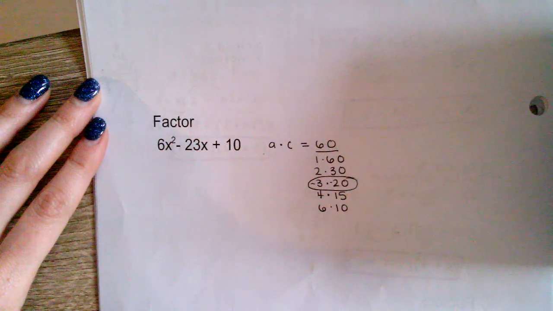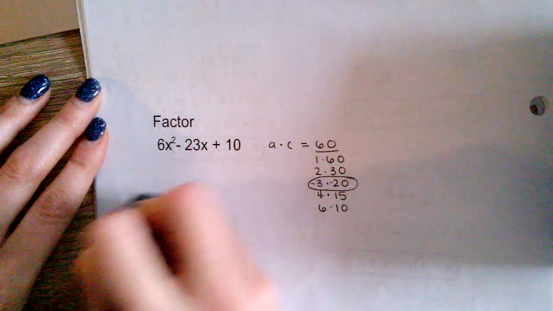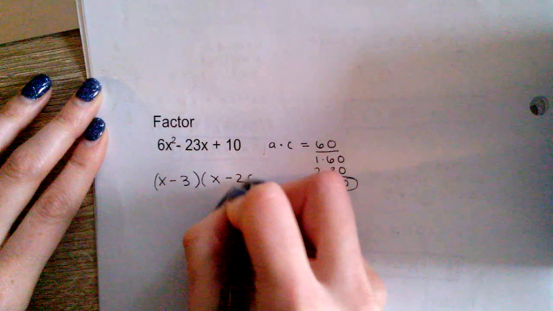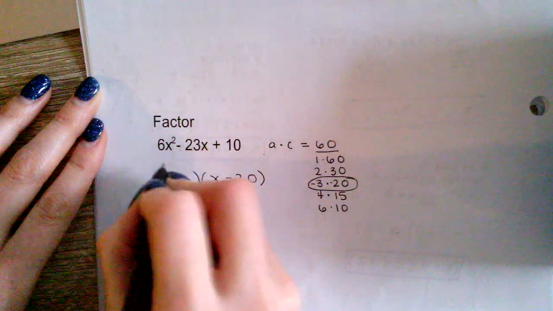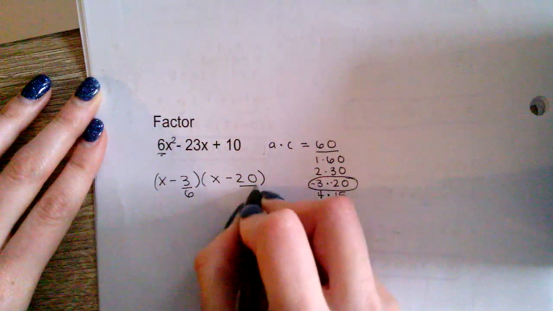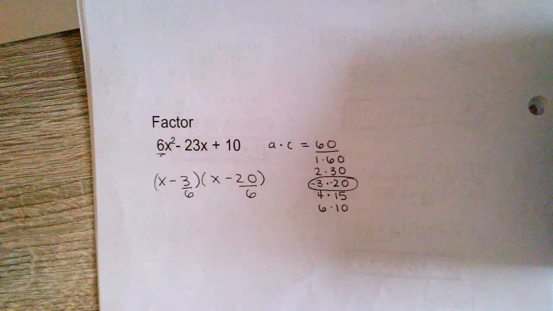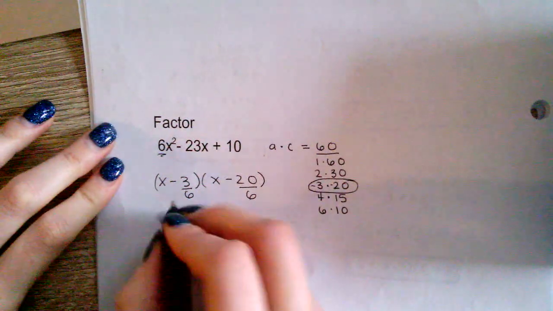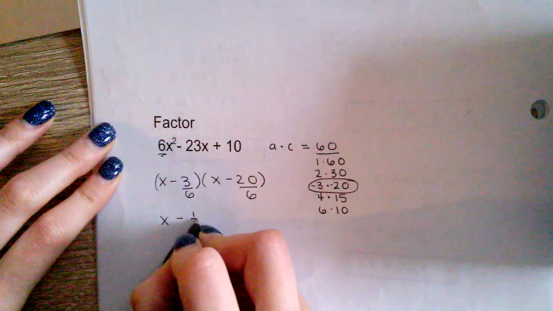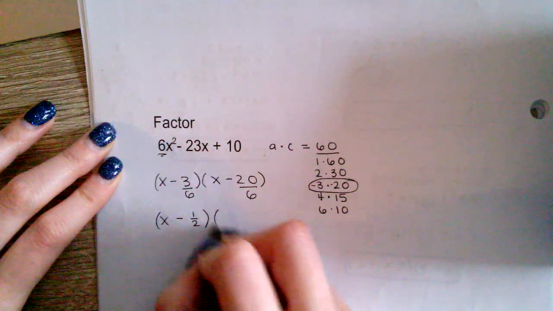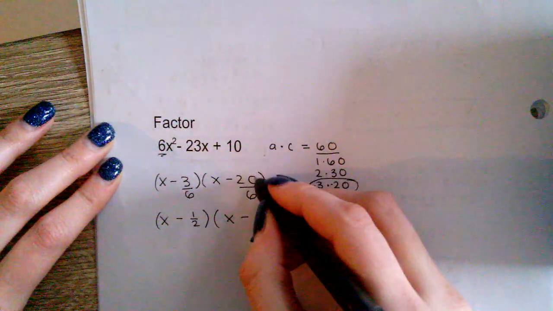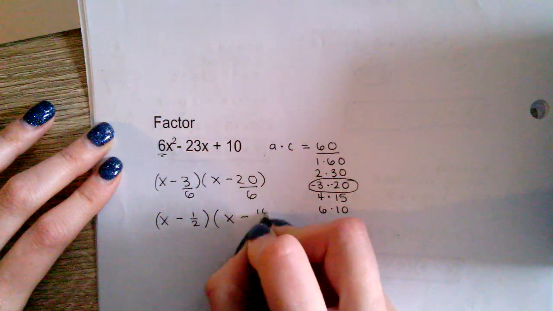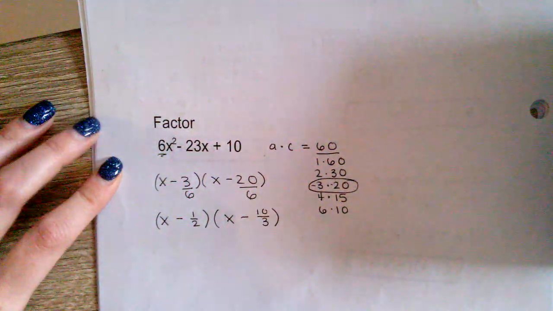So using our swing method here, we are going to do x minus 3 and x minus 20. And we're going to divide by that leading coefficient. Divide and divide. Now, in this case, neither one of them comes out to be a nice number, but they can be reduced as fractions, right? So we could reduce this to be x minus 1/2. And this would be x minus, and we divide the top by 2 and divide the bottom by 2, we get 10/3. But remember, that's not how we leave our answers.